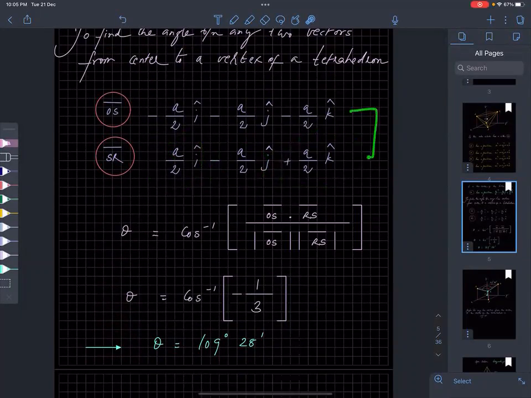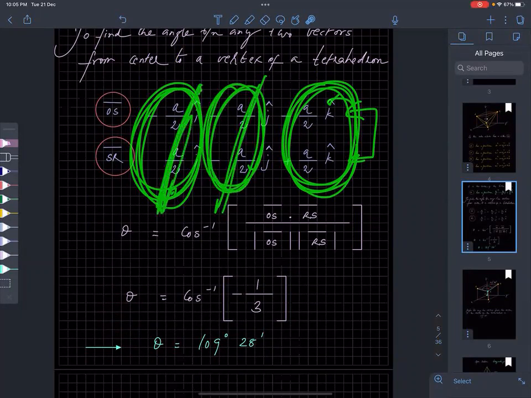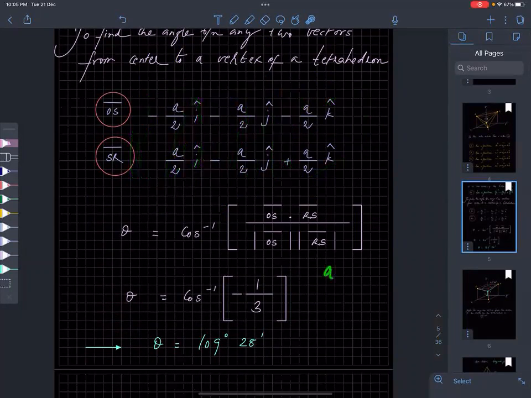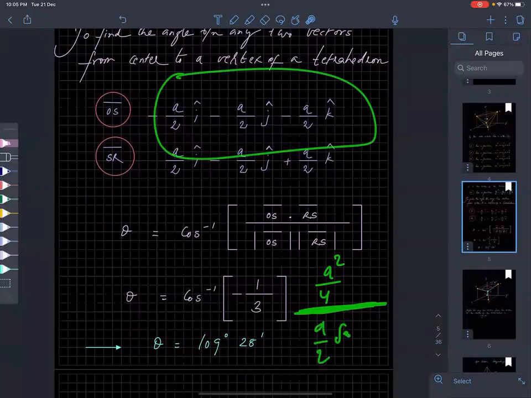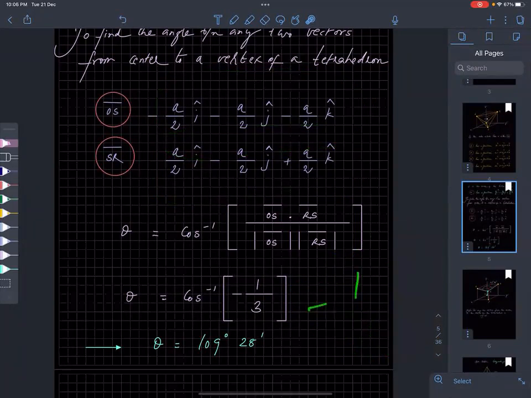Now, what is the dot product of these two? These two will be minus A square by 4, these two minus A square by 4, these two plus A square by 4. The plus A square by 4 and minus A square by 4 will cancel. So minus A square by 4 will be present in the numerator. In the denominator, what is the magnitude of this? A by 2 into root 3. What is the magnitude of this? A by 2 into root 3. Correct? And in the numerator it is minus A square by 4. So what will you get? A square by 4 will cancel. And what will remain? Minus 1 by 3.